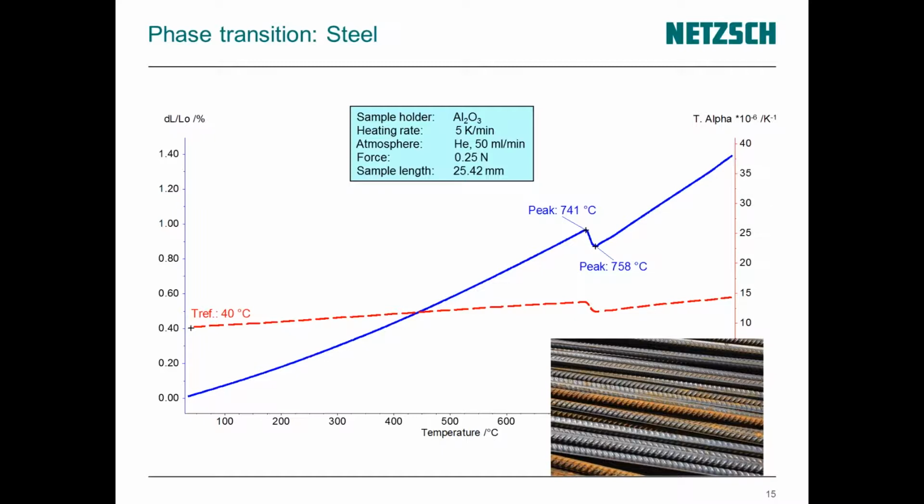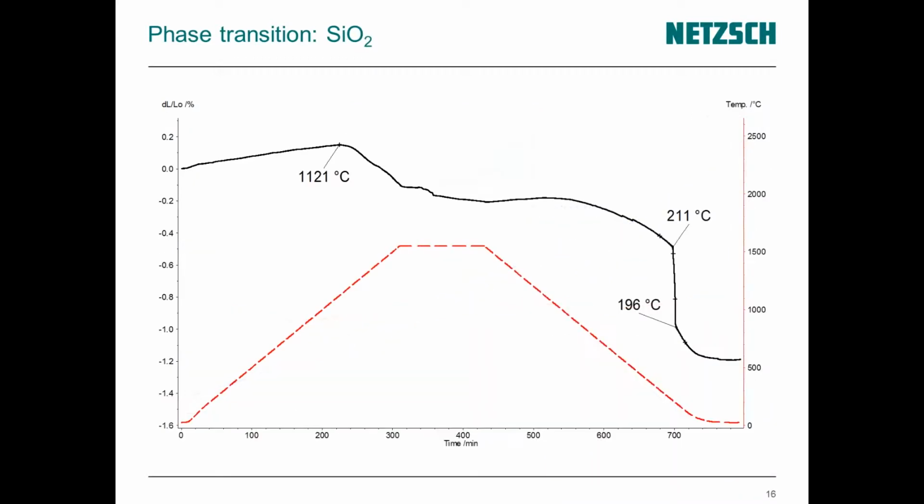So here in addition, I also have to add something regarding phase transitions. Phase transitions you can only see in an expansion curve if you have a change in the volume of the elementary cell of a crystal or whatever of a material. If this is not the case, you will also not see something in the expansion curve.